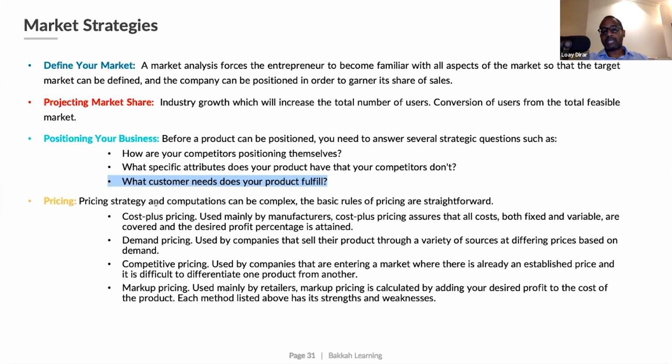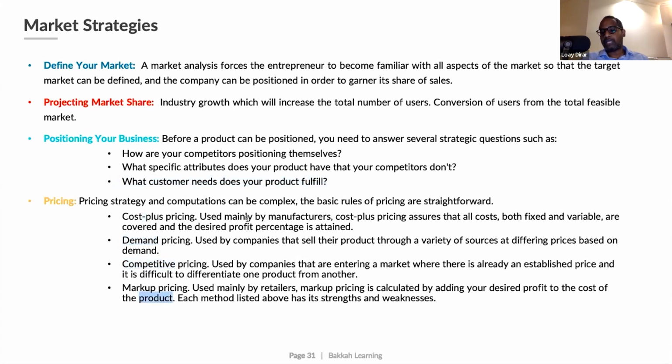Pricing strategy and computations can be complex, and the basic rules of pricing are straightforward. Cost pricing is one of the strategies or ways. Demand pricing, competitive pricing, and markup pricing. These are types of pricing.